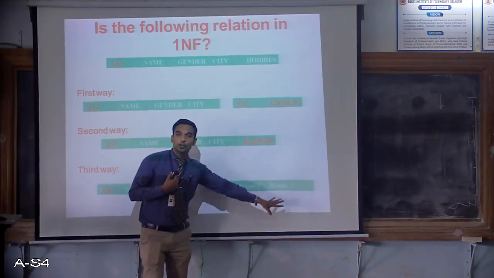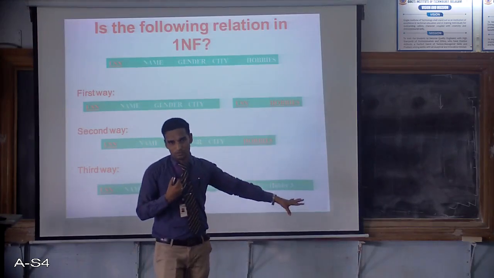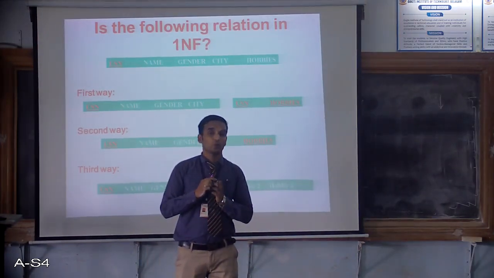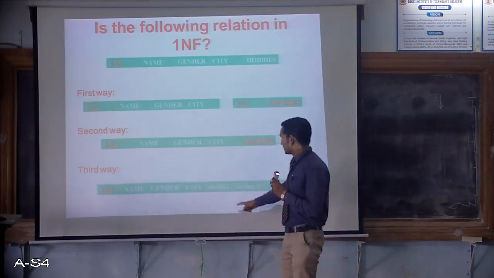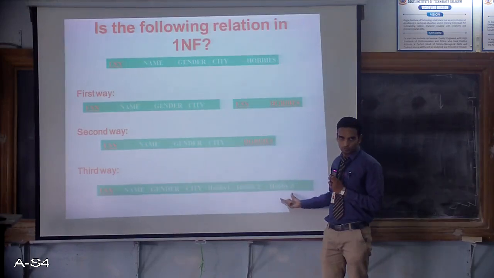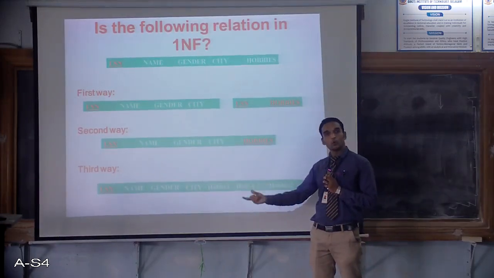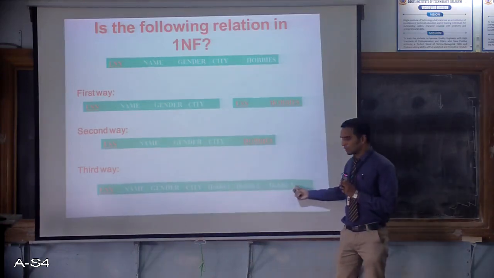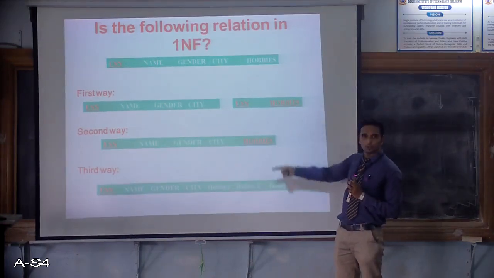But this may also lead to null values. Assume that there is a person who has only a single hobby. So in that case, what will happen? He'll always enter his hobby 1, and hobby 2 and hobby 3 will have null values. Assume that there is a person who has only 2 hobbies, maximum 2 hobbies. So these 2 will be filled, and this will have null values. For everything there are pros and cons.